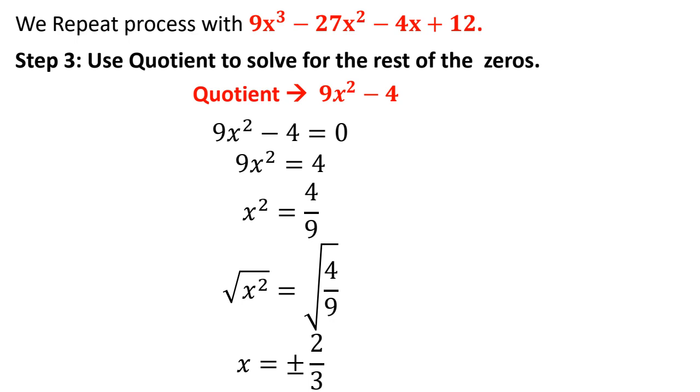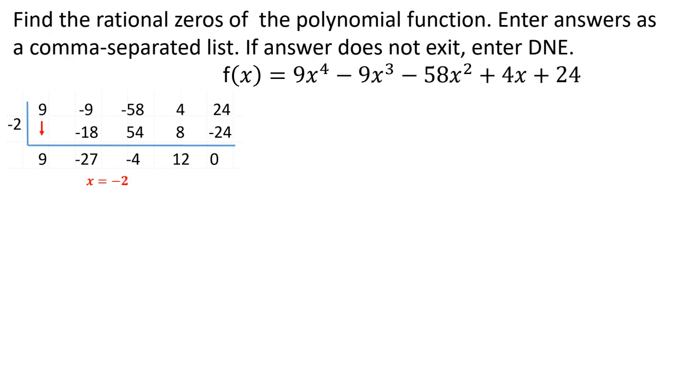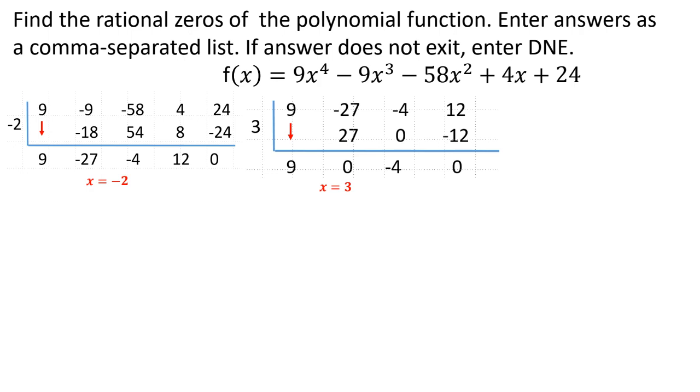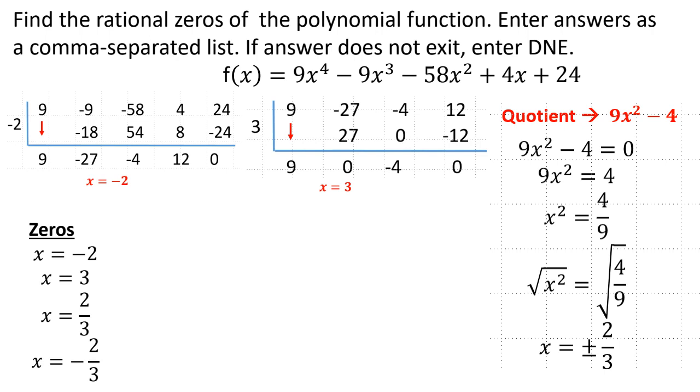So my zeros altogether: the first one that I found, x equals -2. Then when I did the synthetic division again, I got that x equals 3. And then when I used just my square root feature, I have the plus 2/3 and the minus 2/3. So these are my 4 zeros, right? At degree 4, I should have 4 zeros: -2, 3, 2/3, and -2/3. The factors of these would be x plus 2, x minus 3, x minus 2/3, and x plus 2/3. Yes?